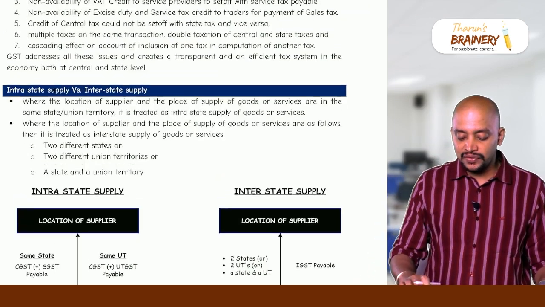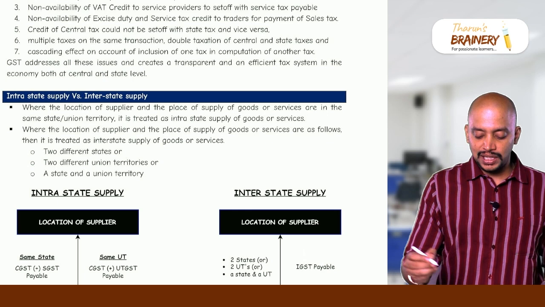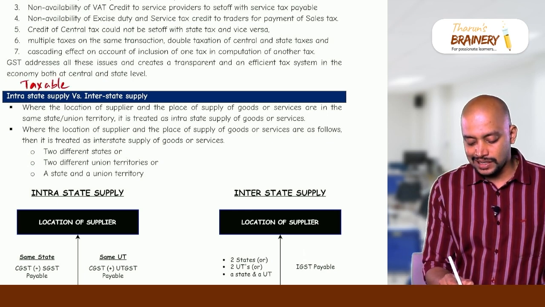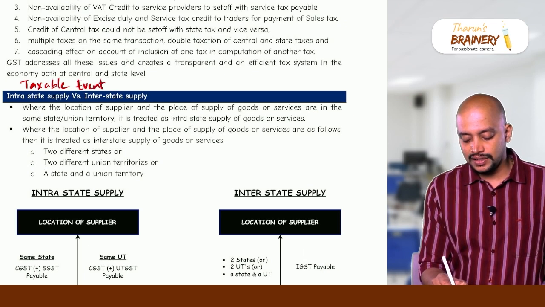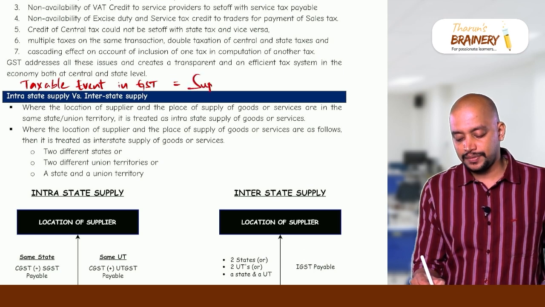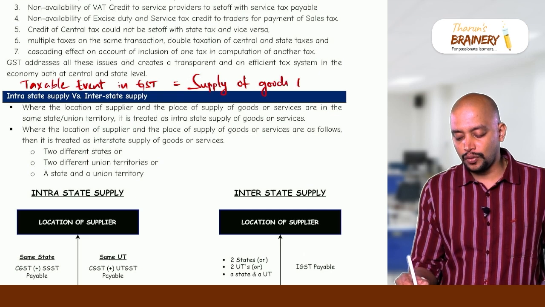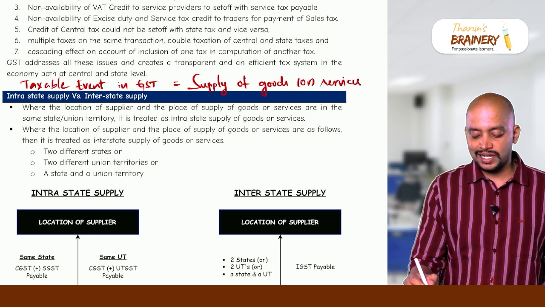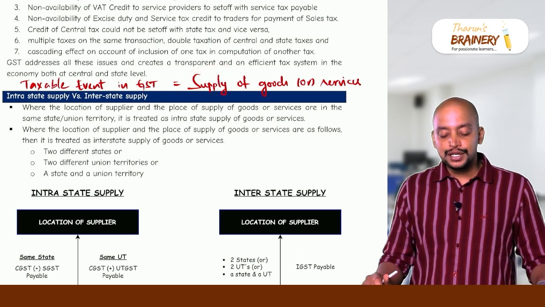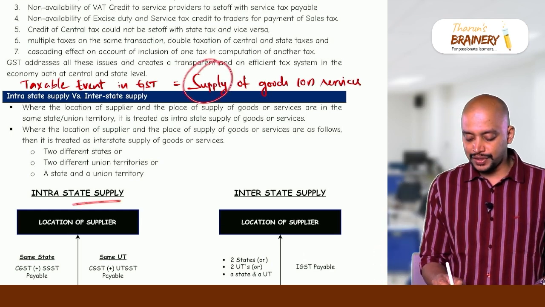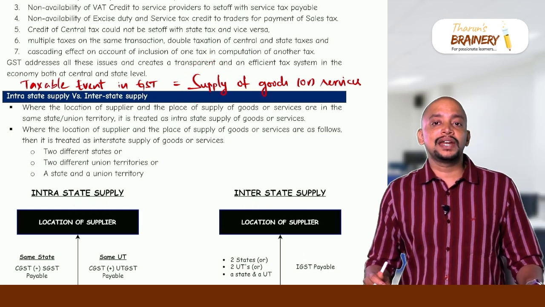So what is a taxable event under GST? The taxable event in GST is supply of goods or services. Okay, so supply of goods or services is the taxable event. So this supply is divided into two. What is that? This supply is divided into interstate supply and intrastate supply.